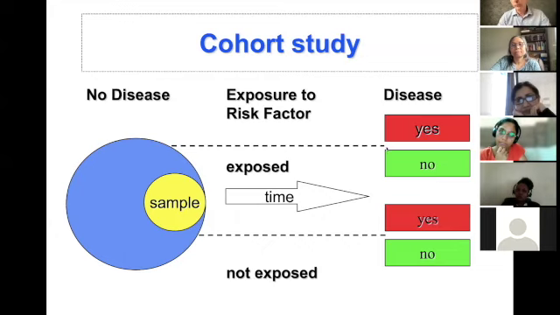And then he followed them over time and always received the death certificates of people who died. He had to look at whether they died, what they died of, and whether more people died in the exposed or in the unexposed group. A typical example for a cohort study. Any question about this study design?